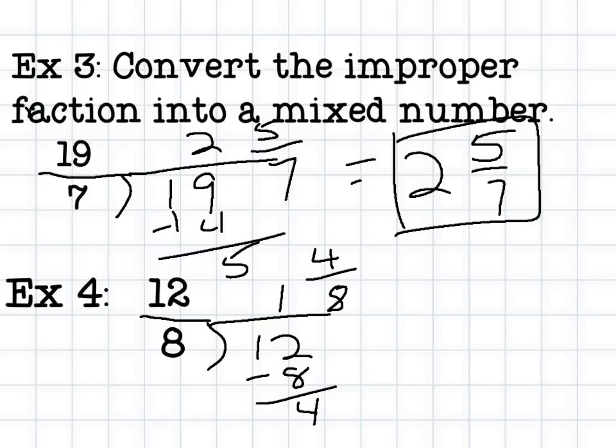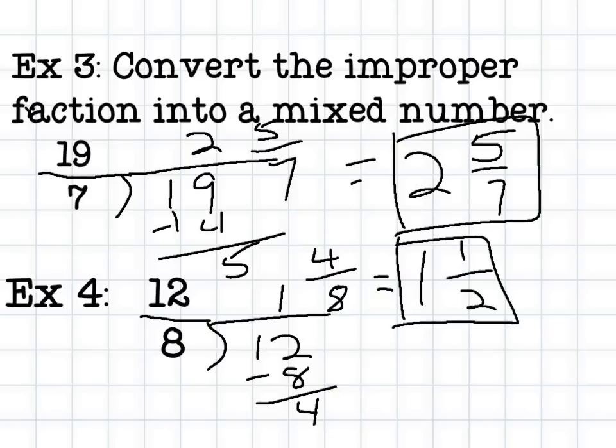Now this one is a little bit different because you can simplify or reduce 4/8. Well, what goes into 4 and 8? The answer is 4. So divide both of those numbers by 4. 4 divided by 4 is 1. 8 divided by 4 is 2. So your fraction ends up being 1 1/2.